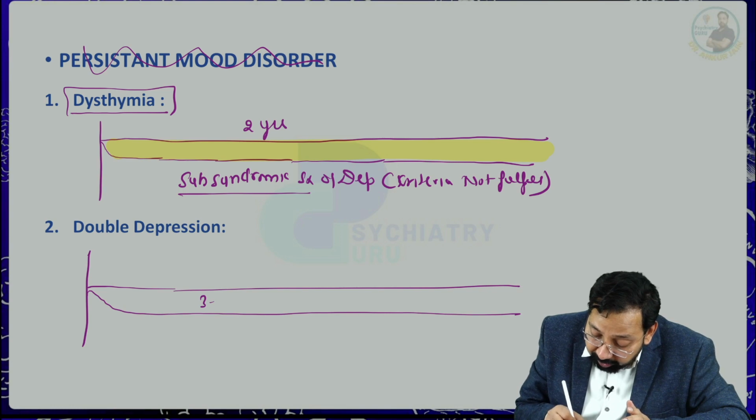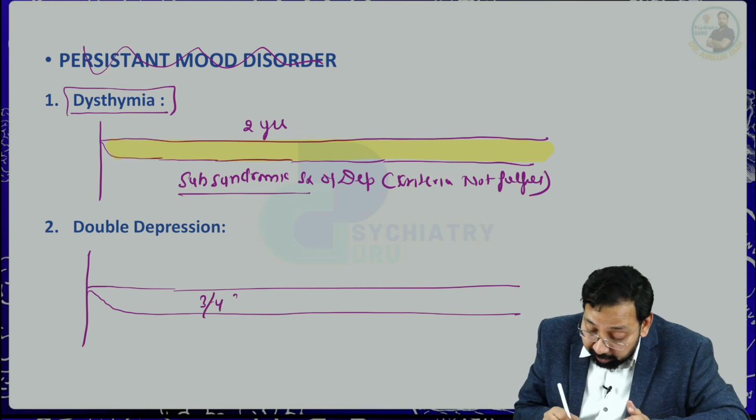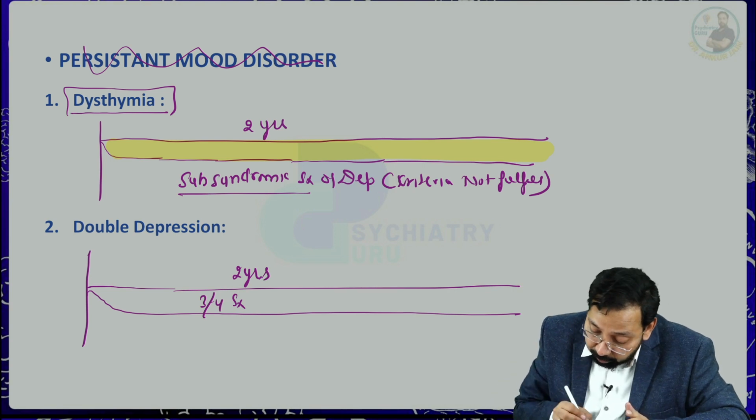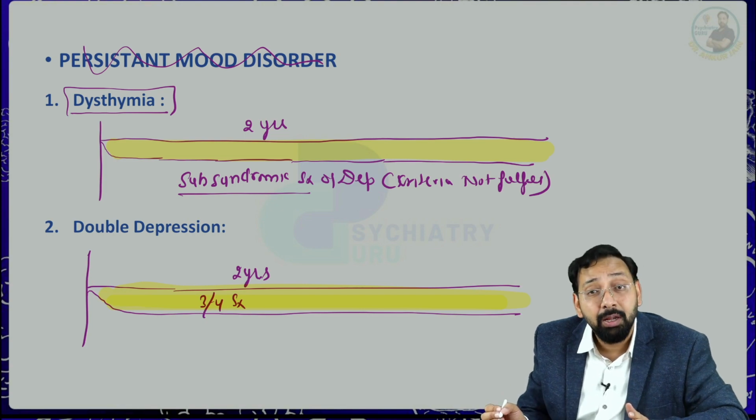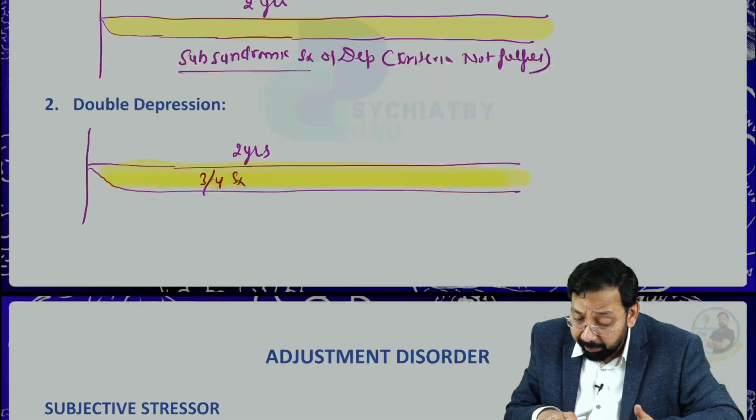Again, diagnostic criteria not fulfilled. Diagnostic criteria not fulfilled for 2 years. What would be the diagnosis? Yes, you will say dysthymia. Same thing I told you. Yes. But now I am extending.